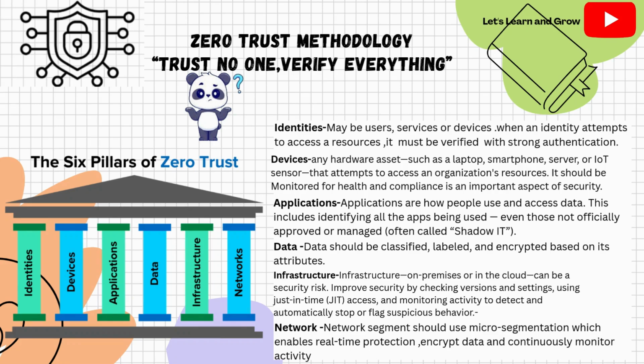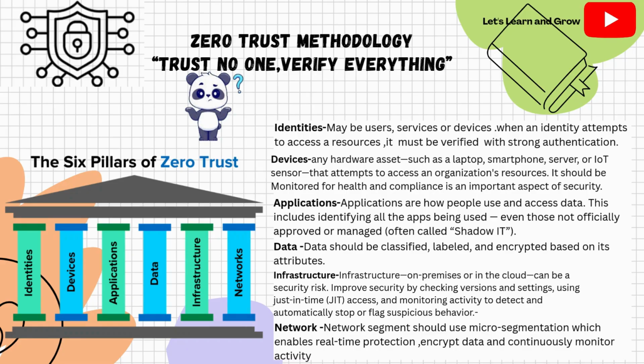Data should be classified, labeled, and encrypted based on importance. Infrastructure: secure both on-premises and cloud systems by updating the settings and monitoring the activities. Network: use network segmentation and monitoring to protect data and detect threats in real time.